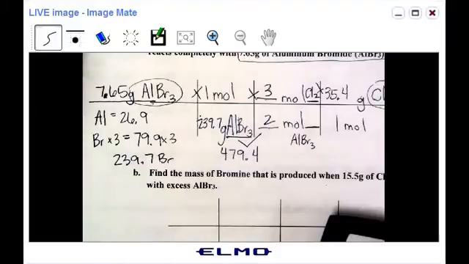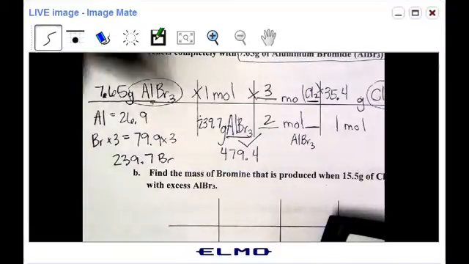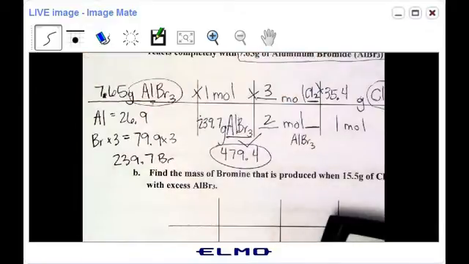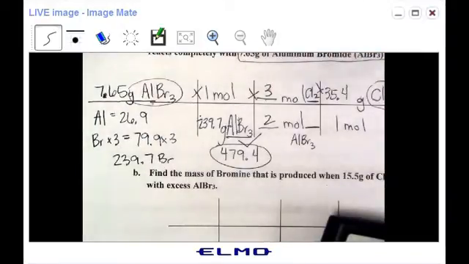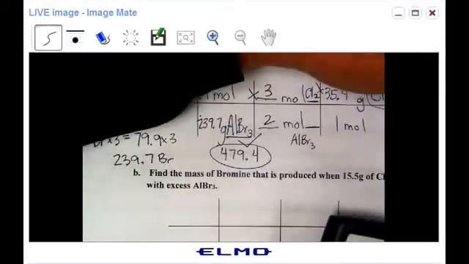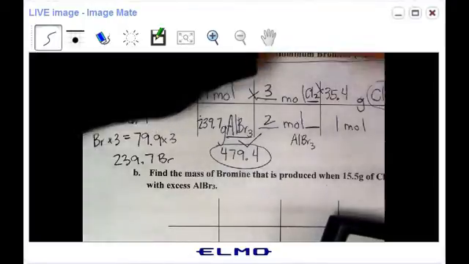$7.65 times 3 times 35.4. For the top, you should get 812.43, and now you divide by the number on the bottom, divided by 479.4. The final answer is 1.69. What was I looking for? Grams. Grams of Cl2.